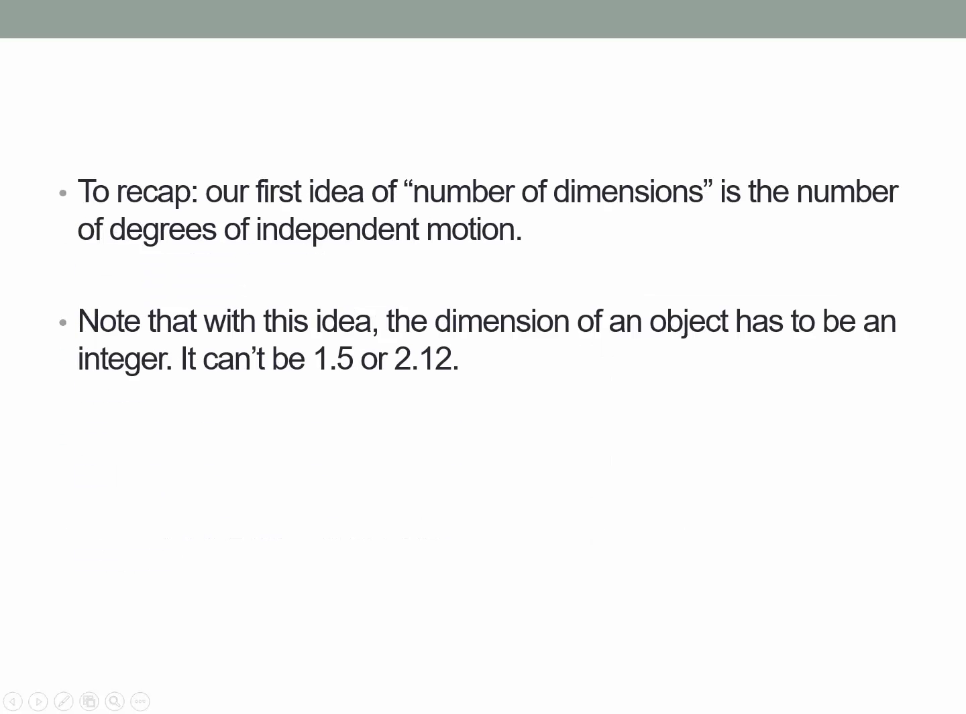So let's recap. What we've said in this lecture is that the first notion of number of dimensions is the number of degrees of independent motion. And note that with this idea, if we take an object and ask what is its number of dimensions, then our answer always has to be a whole number, right? It's saying count, okay? So how many? It's the answer to a how many question. So it could be 0, it could be 1 or 2, but it can't be 1.5, and it can't be 2.12.